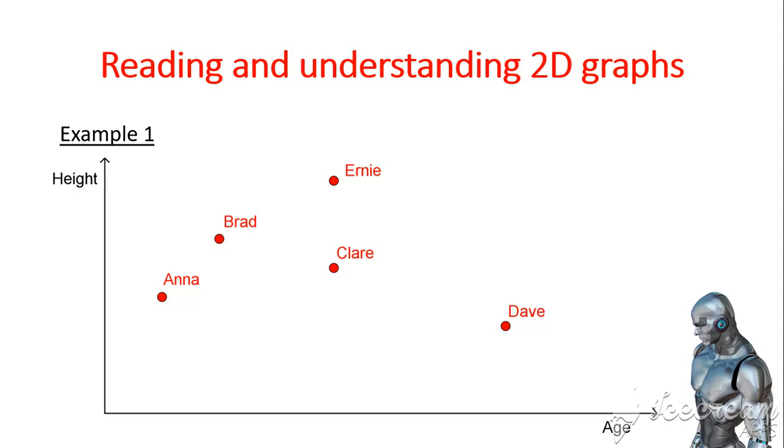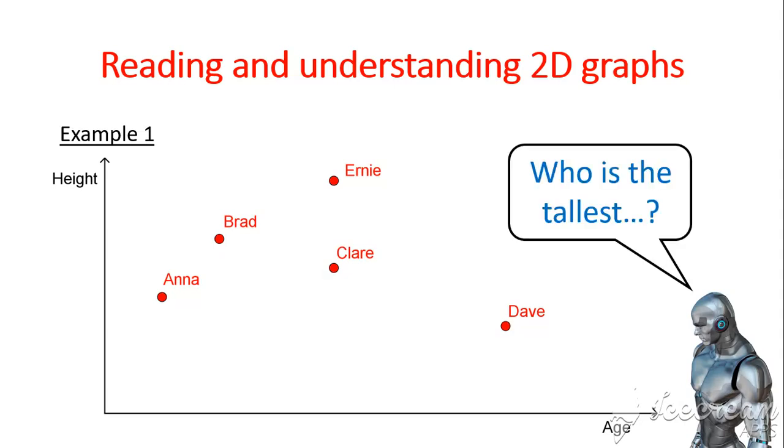All right, let's get straight into example one. Now look at this example. We have a couple of names of dots on the graph. On the x-axis, we have the age, and on the y-axis, we have the height. So here's some questions. Who's the tallest person? Well, when we talk about tallest, we're talking about height. So we must be looking at the y-axis. And you can see that Ernie is the highest up on the y-axis. So Ernie must be the tallest, or Ernie is the tallest.